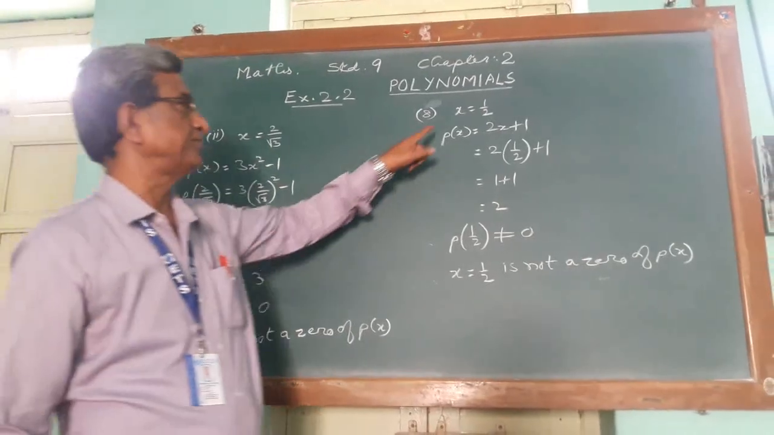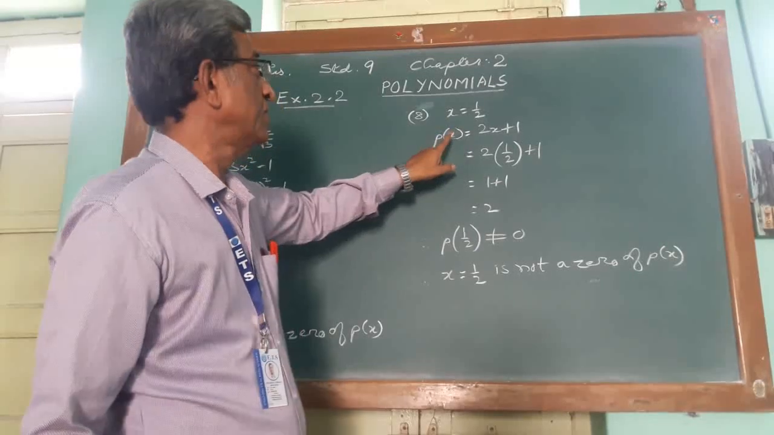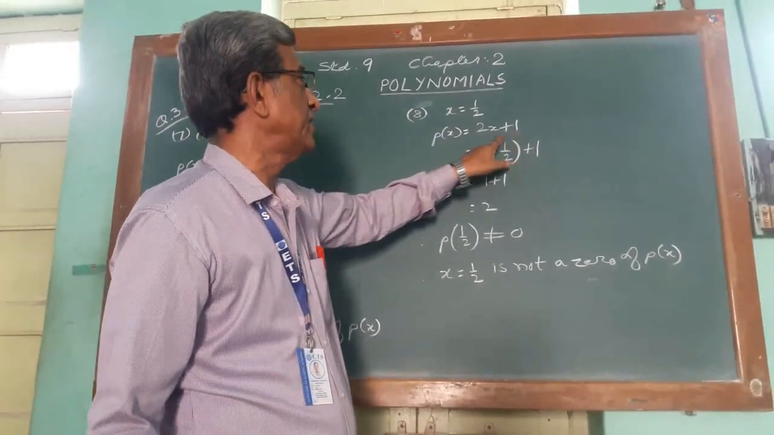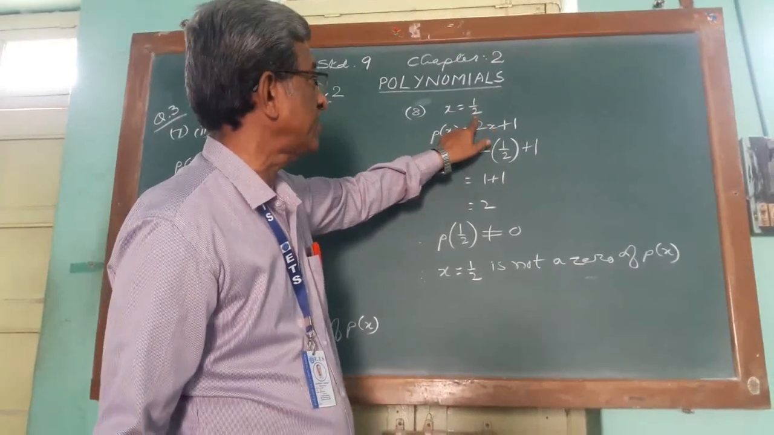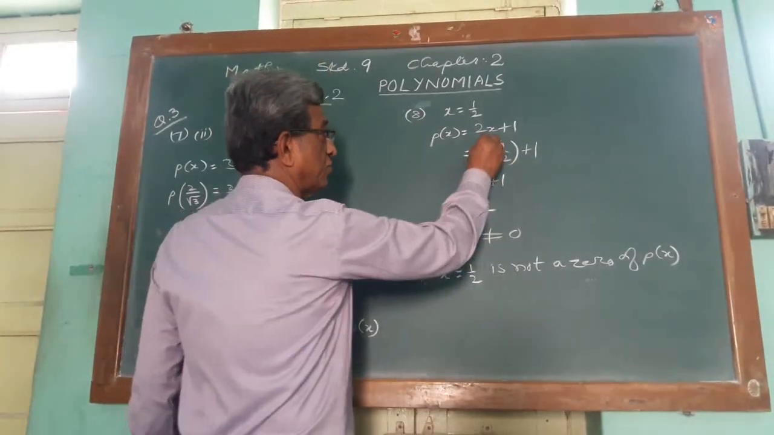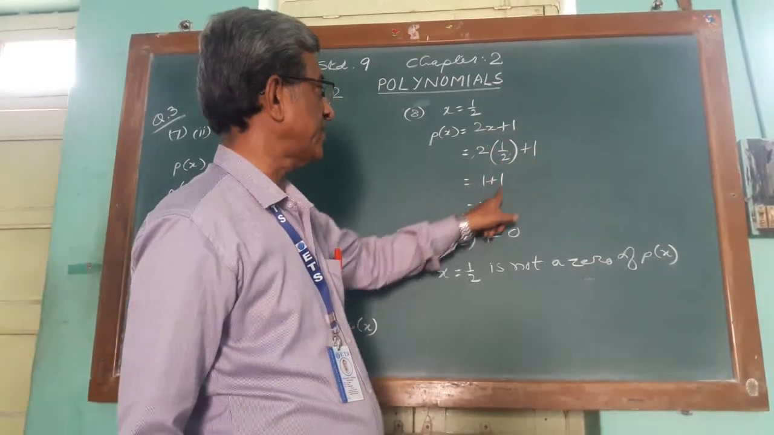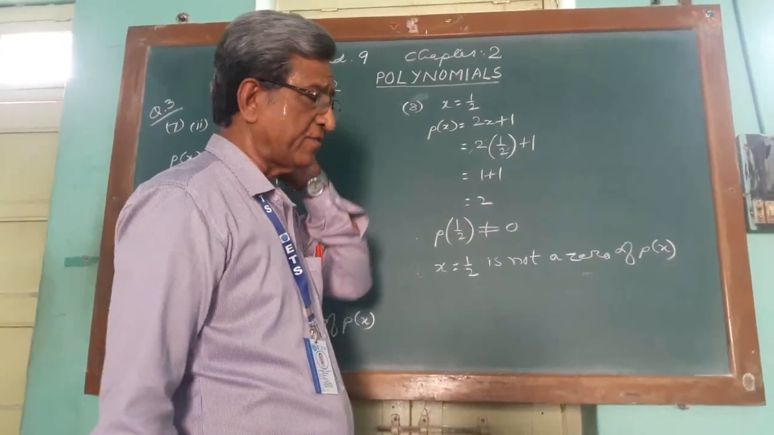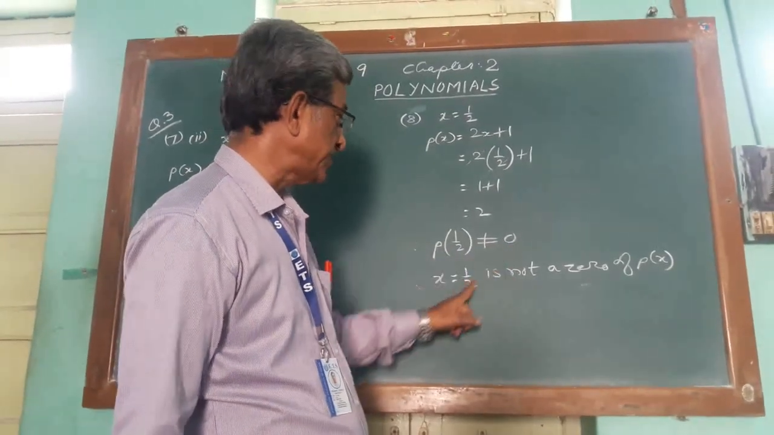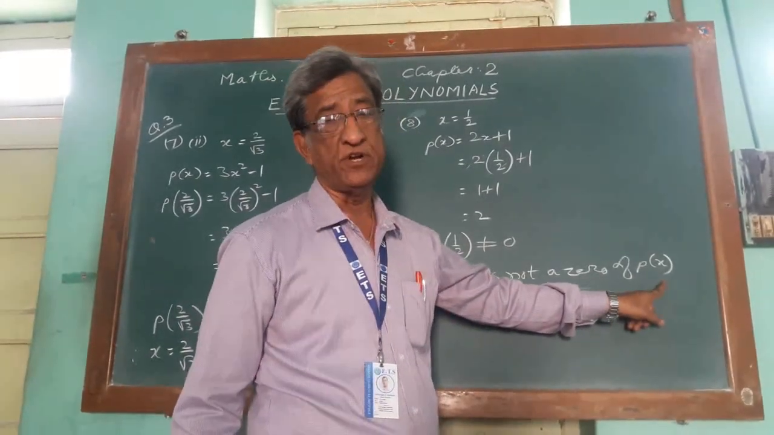Similarly question 8. Here the value of x is given 1 upon 2, and polynomial is given 2x plus 1. So in place of x, write down 1 upon 2. So 2 into 1 upon 2 plus 1. Here also 2 will cancel. You will get 1 plus 1, 2. So here also it is not equal to 0. Value of p of 1 upon 2 is not equal to 0. So you can say that x equal to 1 upon 2 is not a 0 of the polynomial.